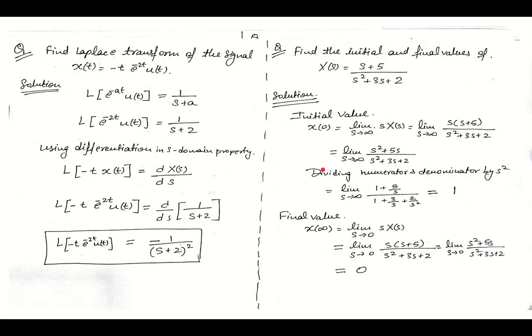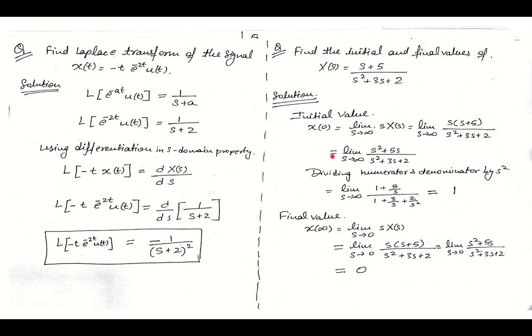Secondly, if you are given a question: find the initial and final values of X(s) equal to s plus 5 upon s square plus 3s plus 2. According to our initial value theorem, the initial value x(0) is equal to limit s tends to infinity s X(s), which gives us limit s tends to infinity s into the value of X(s), that is s into s plus 5 upon s square plus 3s plus 2.